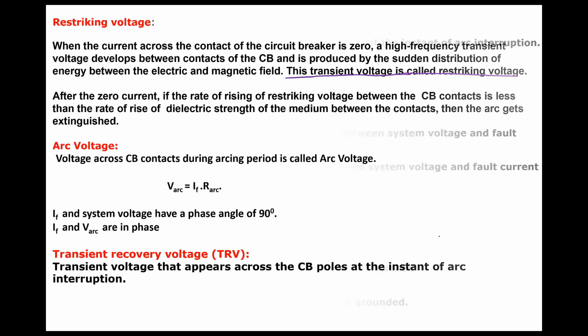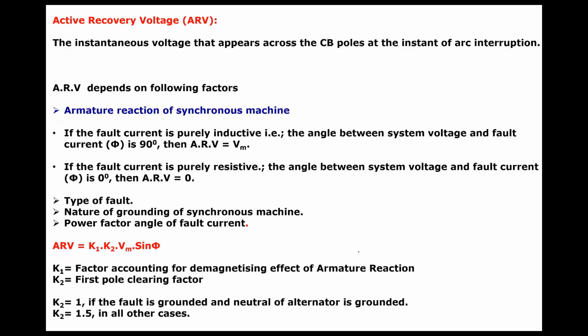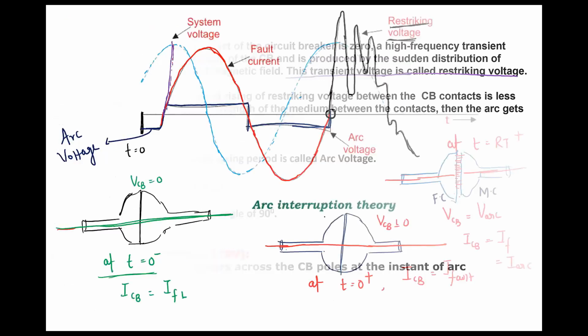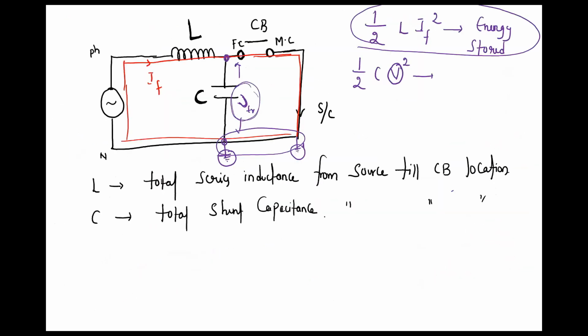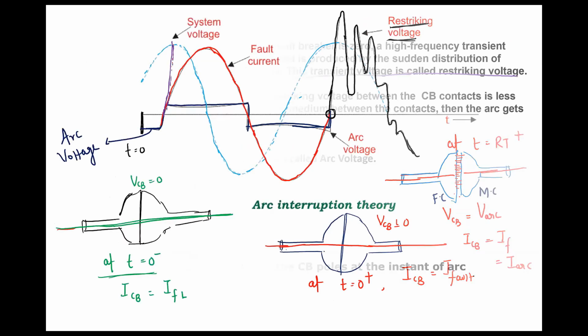Why does it come? Because of the natural current zero, the huge inductive energy is converted into huge capacitive energy. So that's why the capacitor contacts and circuit breaker contacts are in parallel. The same high transient voltage appears across the circuit breaker poles. Okay. The next is arc voltage.